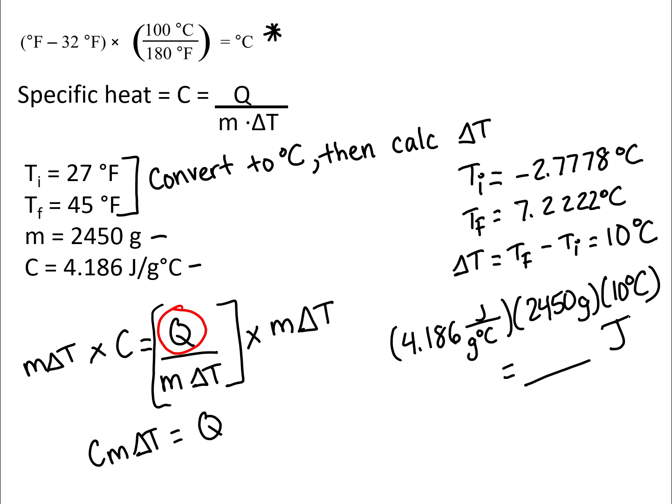Now I know that was fast, but to quickly recap, we had to convert the temperatures to Celsius before we calculated delta T. Then we rearranged the equation so that we can solve for heat, which is Q. You figure out your delta T, you substitute in all the numbers, and then you do your math. It should be a big number.